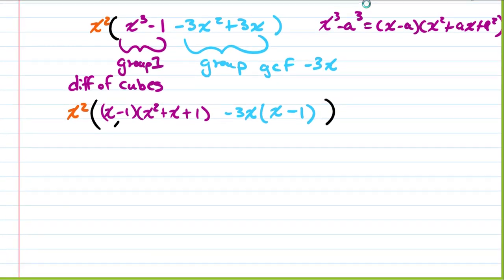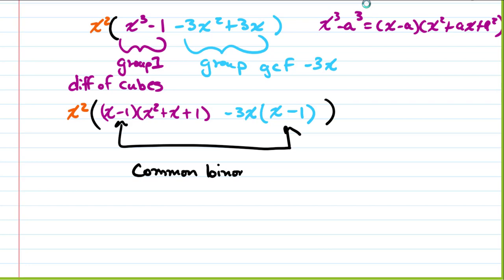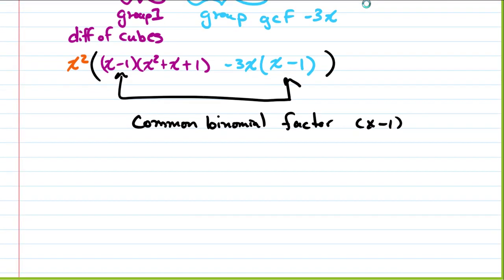We then have a common binomial factor. So we're going to factor out our x minus 1. So then my x squared comes down. I factor out my x minus 1, which is my common binomial factor, and that's going to leave behind the x squared plus x plus 1. And in the second term, it leaves behind a negative 3x.